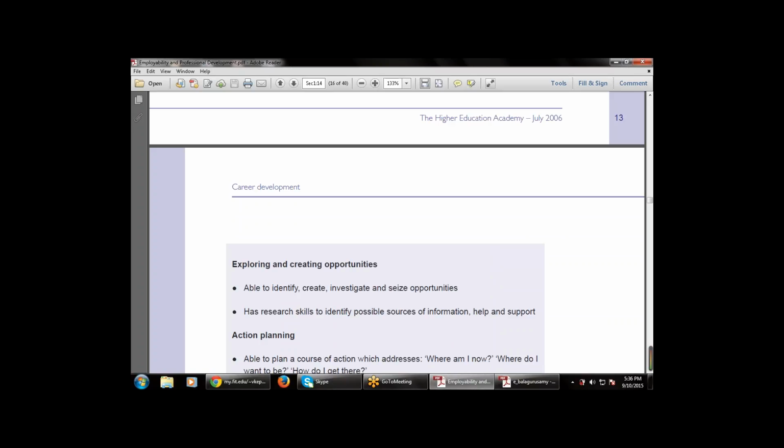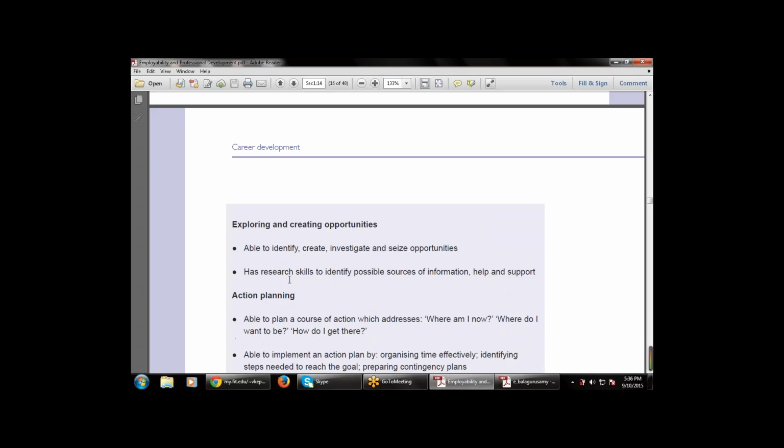Then exploring and creating the opportunity, that is how to explore and how to create the opportunities, what are the various outcomes in terms of career management. So first is being able to identify, create, investigate and seize the opportunities, that is how to identify, how to investigate and how to seize the opportunity that is used for career development.